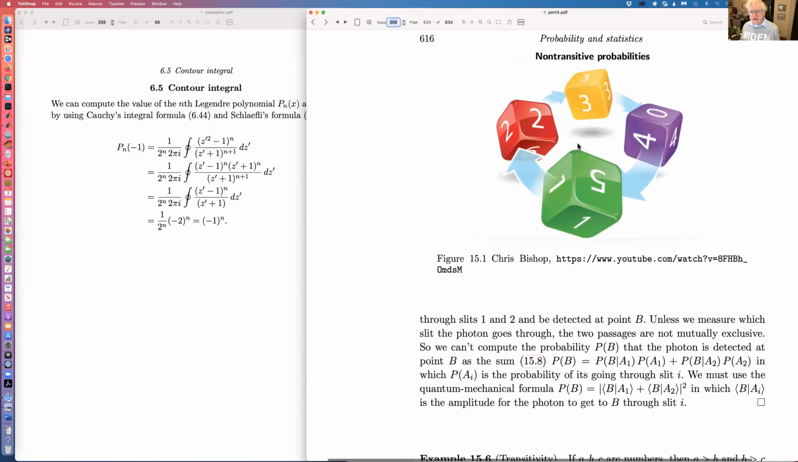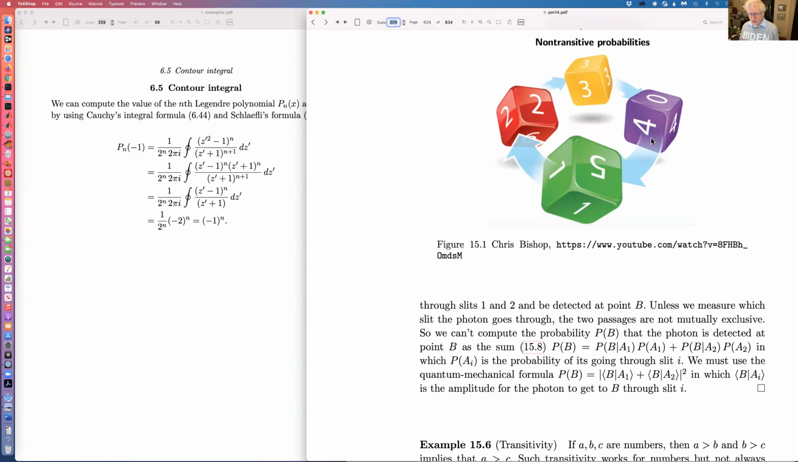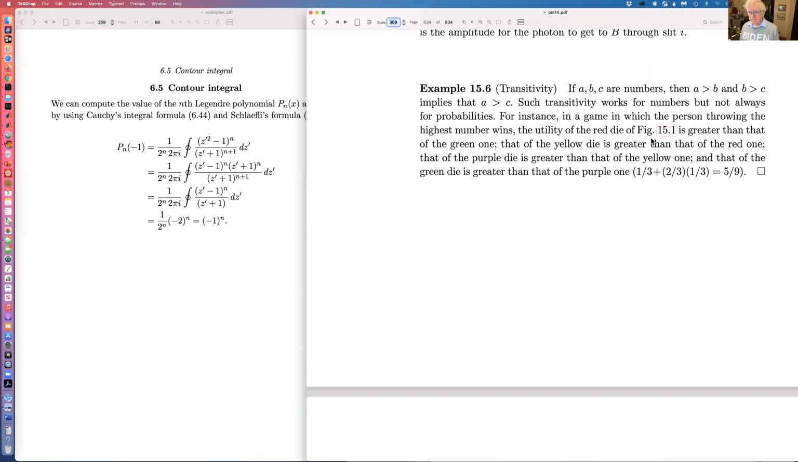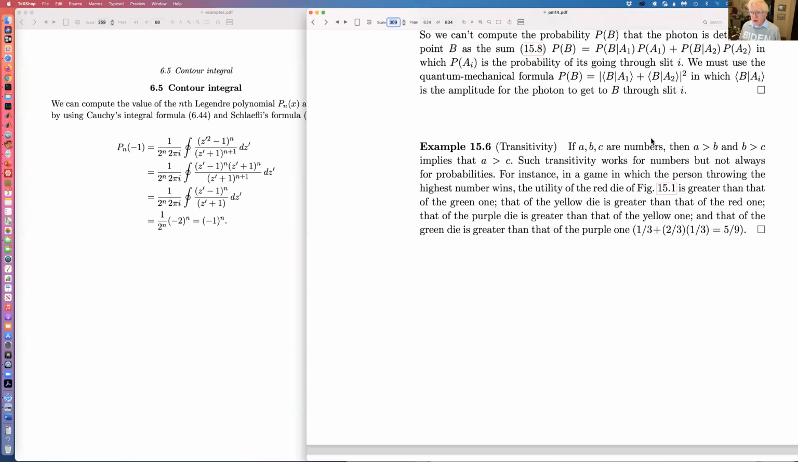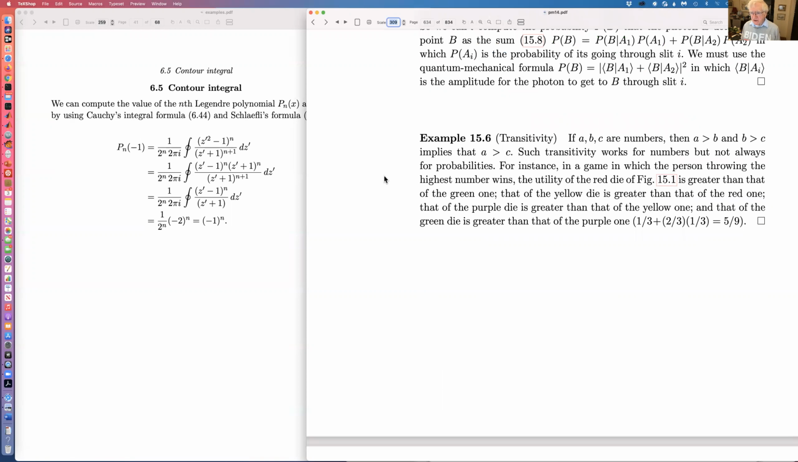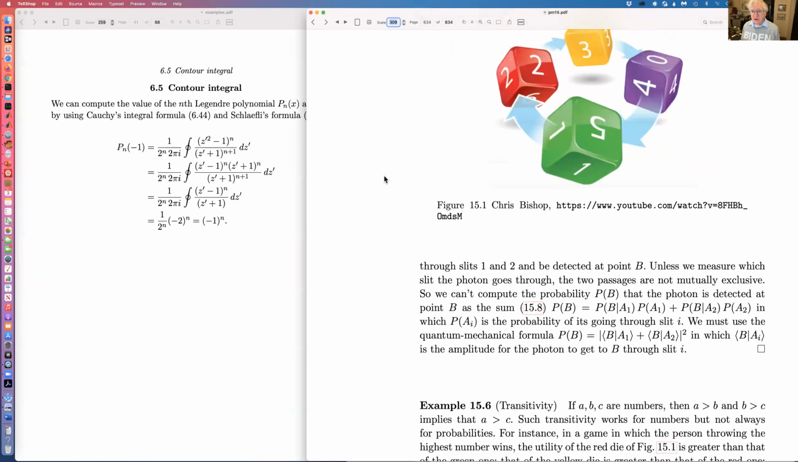All right, so we've got these funny dice here. This one is 1, 1, 1, 1 with 2 5s. This has 2 6s and 4 2s. This has all 3s. This has 2 0s and all 4s. And so what is the game again? The game is that the person throwing the highest number wins. So let's look at the red die compared to the green one.